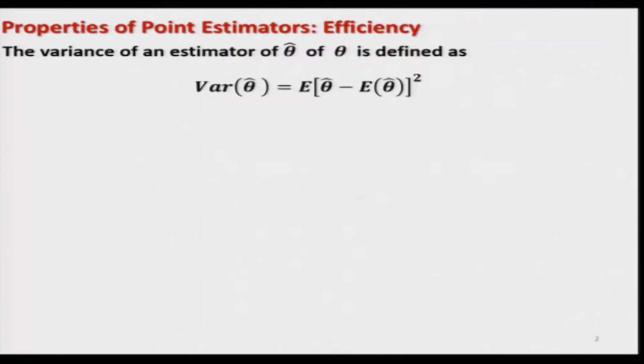So let us try to understand it. That's a very small topic. Okay, so let us begin. We know that the variance of an estimator theta hat of theta is defined as the expected value of theta hat minus expected value of theta hat, whole square. That we know.